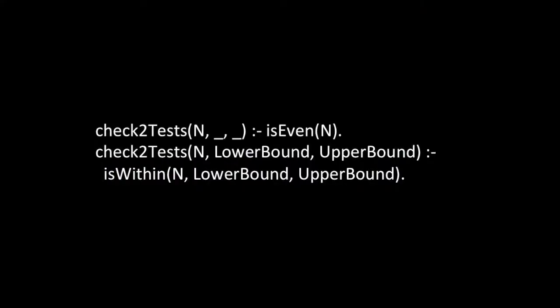So again, we have two statements. Check two tests of n, and regardless of what the upper and lower bounds are, that will be true if n is even. And check two tests with n, lower bound and upper bound will also be true if n is within the lower bound and upper bound. And there are no other ways to prove check two tests of n, lower bound, upper bound true. So if it fails both of those, then check two tests of those values will be false.